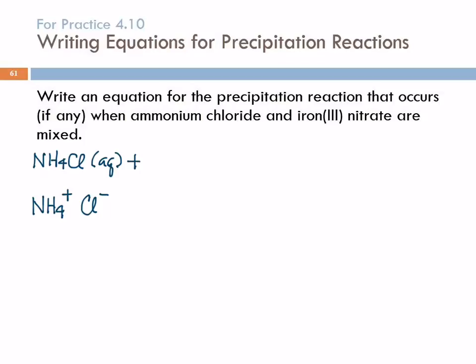The next compound is iron 3 nitrate. So I need to write the formula for iron 3, that's Fe3+, and nitrate is NO3-, just because that's what it is. And then I look at the two and their charges so that I know how to put them together. And I get Fe(NO3)3. I need 3 of the nitrates to balance the charge on the iron 3.